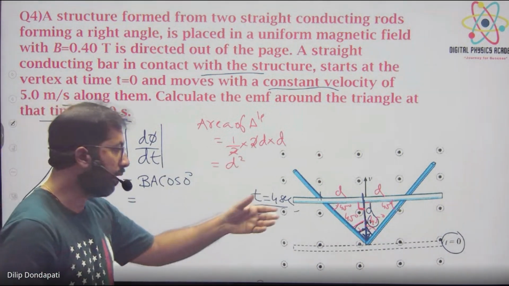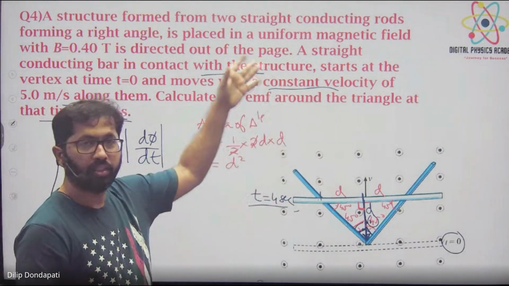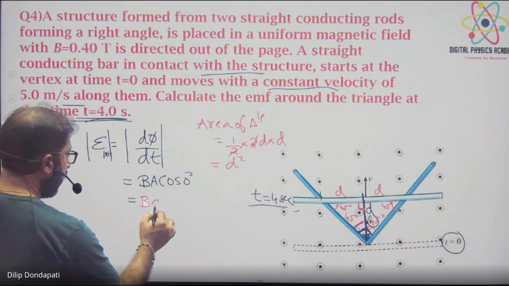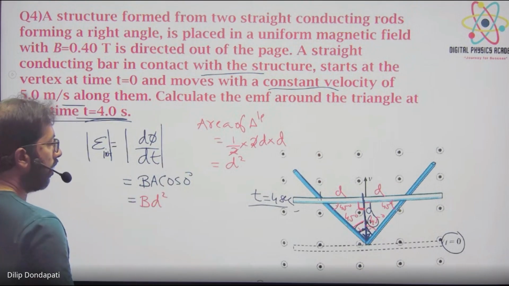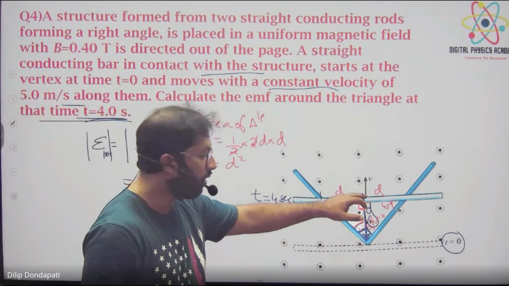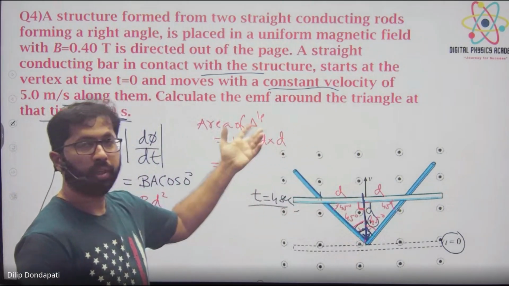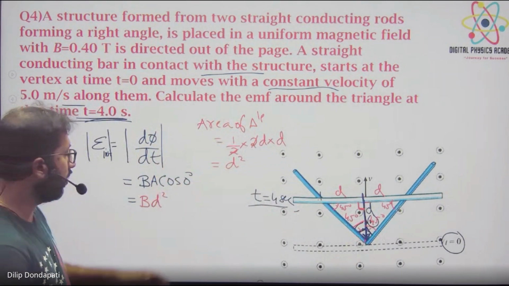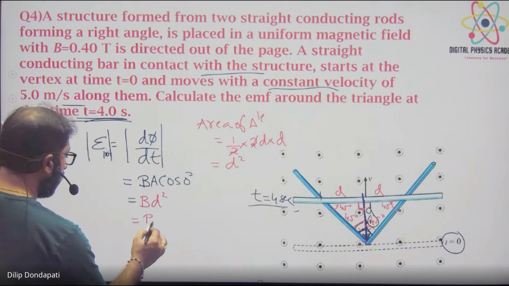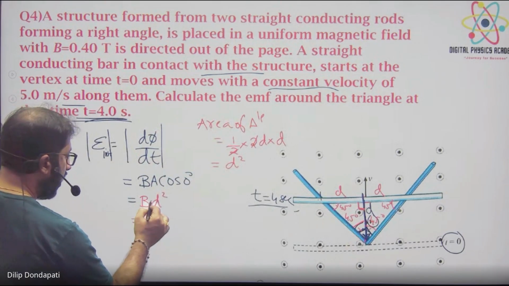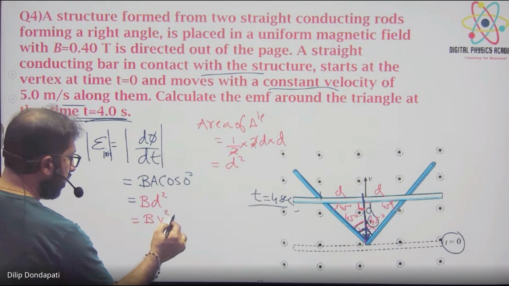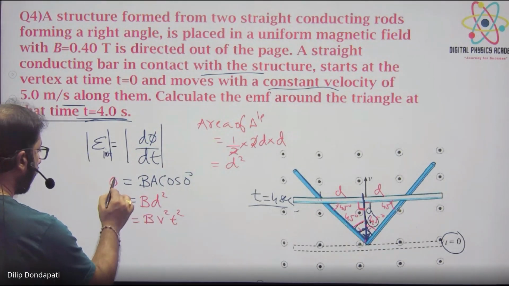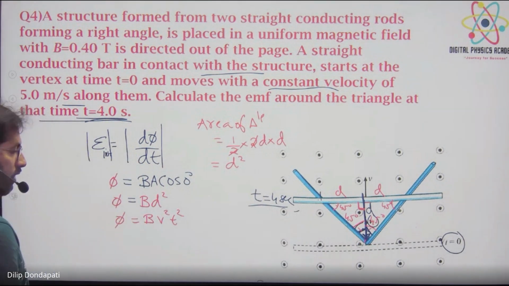We used d, but d is not given. Okay, so B into area is B d square, you got. Cos 0 is 1. d is a distance from here to here, right? Do you know the relationship between distance, speed and time? Speed is equal to distance by time, distance equals speed into time. So substitute B into v t whole square, which is B v square t square. So the flux is ready.